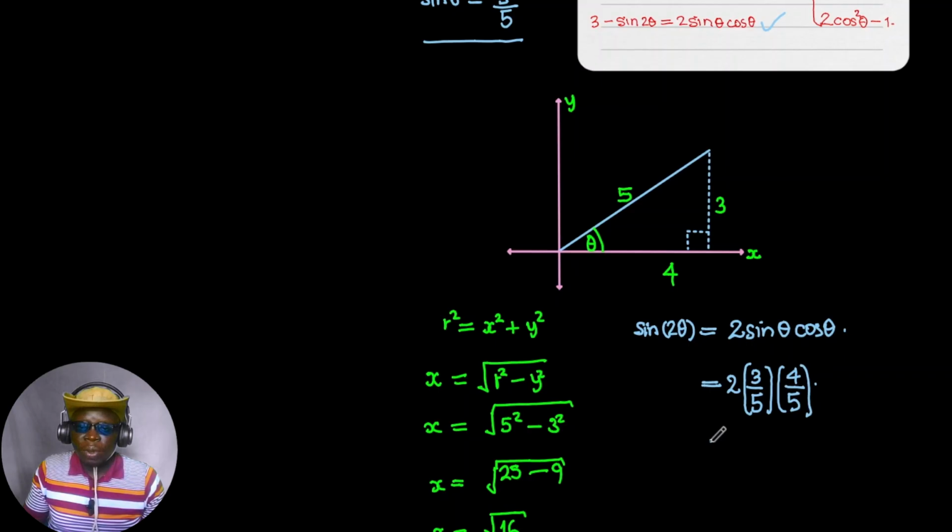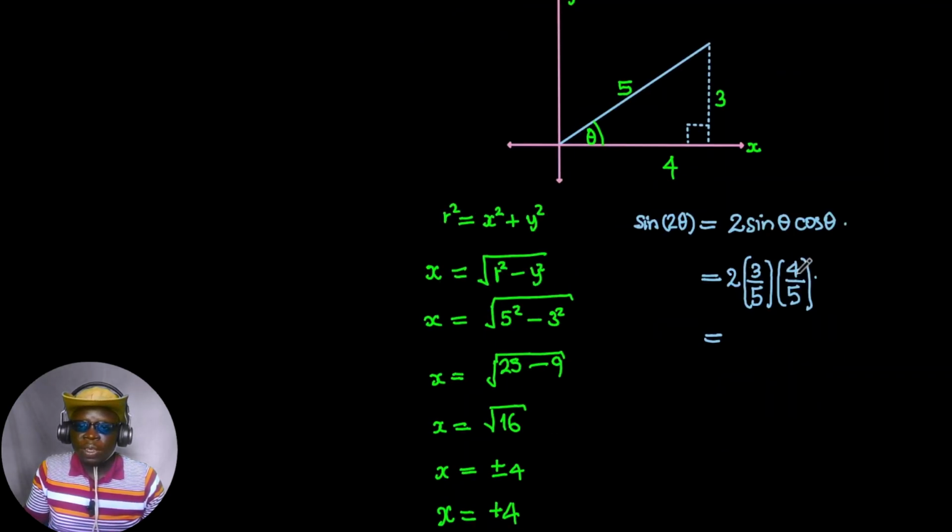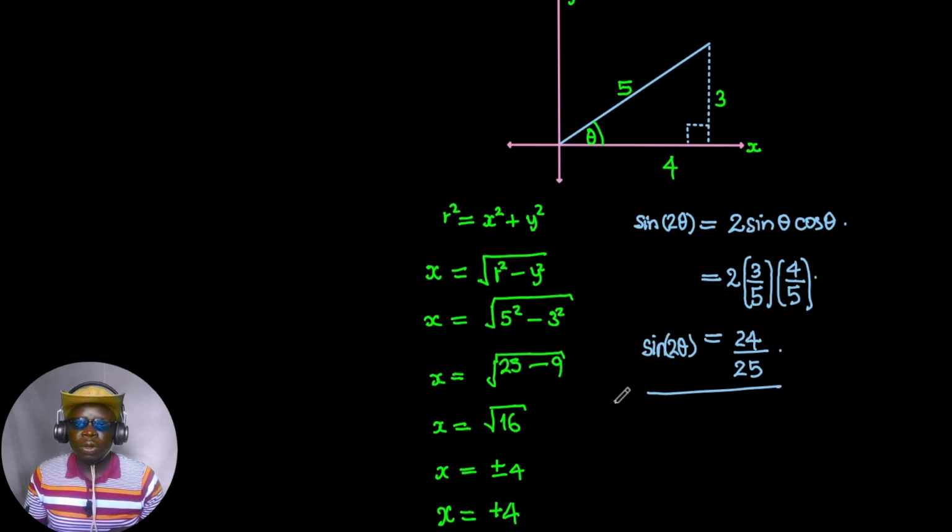Now from here, we can move on and simplify. Multiplying the numbers in the bracket, we have 12. 12 times 2, we have 24. And from here, we multiply these denominators together and we obtain 25. So from here, sine of twice theta is the same as 24 over 25. And that is the solution for the first question.